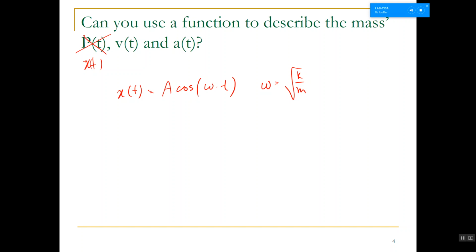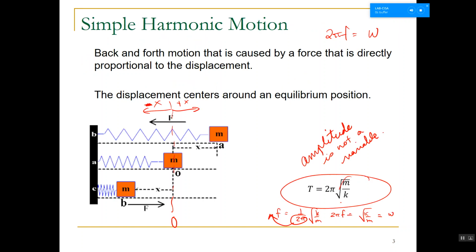Yeah, I should have mentioned that actually. So here k is spring constant, and it's measured in newtons per meter. And m is for mass measured in kilograms.